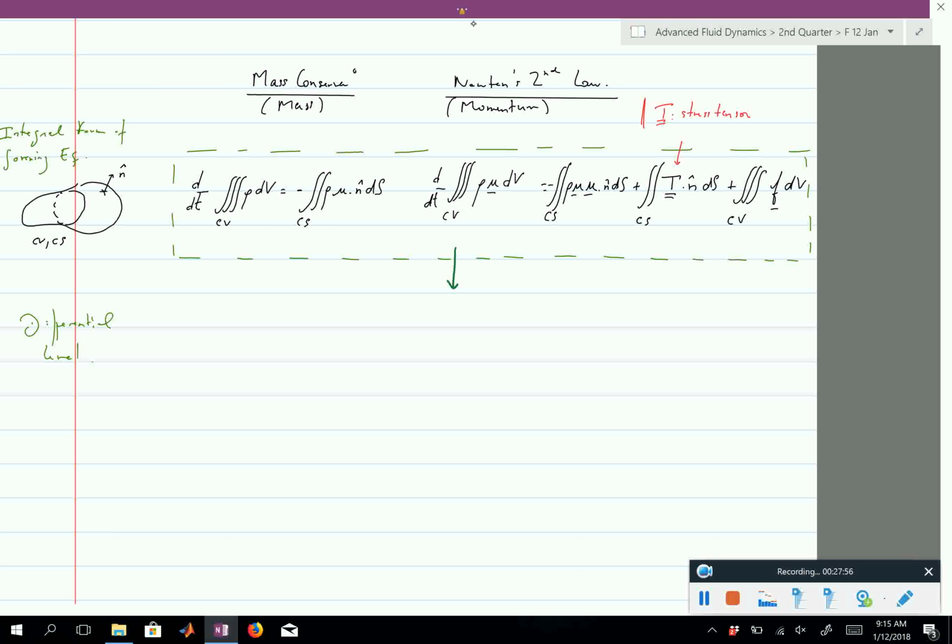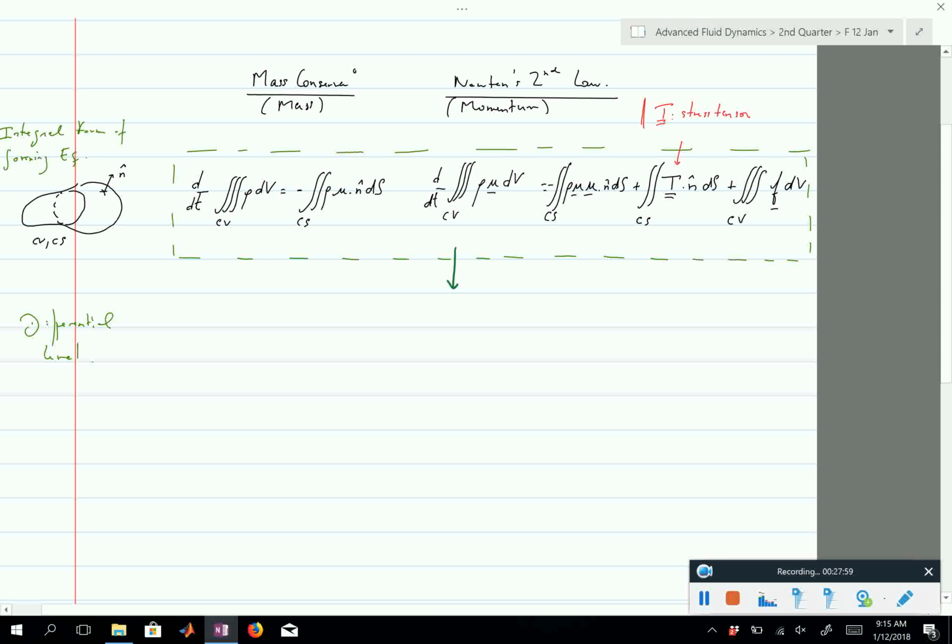And so that led to two equations. The mass conservation written at the differential level is called the continuity equation. And you can write it as partial rho partial t plus u grad rho plus rho divergence of u is equal to 0. That's the continuity equation.